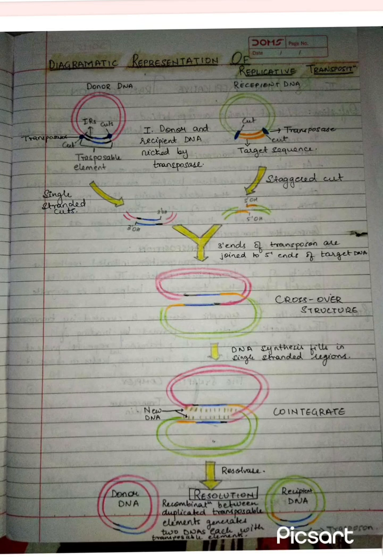Today we will see about the mechanism of replicative transposition. First of all, we know that transposable elements are nothing but the jumping genes or moving DNA elements which can move from one specific donor position to recipient. The mechanism of transposition can be done via two different mechanisms, that is replicative transposition and the second one is non-replicative transposition. Replicative transposition is also known as copy paste transposition and non-replicative transposition is known as cut and paste mechanism or cut and paste transposition.